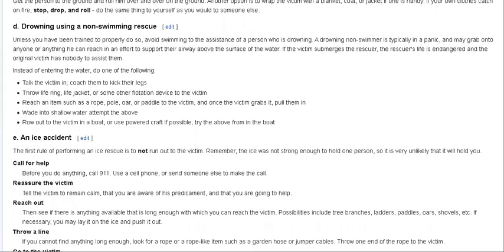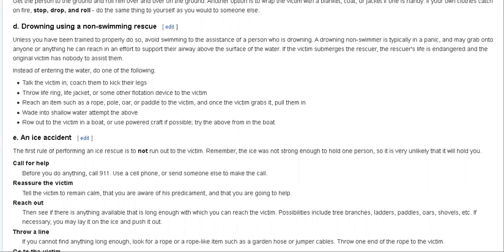Next, drowning using a non-swimming rescue. Unless you have been trained to properly do so, avoid swimming with the assistance of a person who is drowning. I know, I cannot swim, guys. I know I didn't bet on I cannot swim, it's embarrassing. A drowning non-swimmer is typically in panic. Yes, I have almost drowned and I have been in panic.